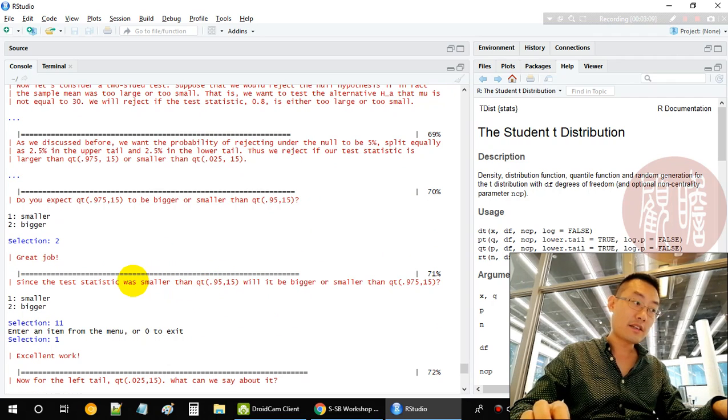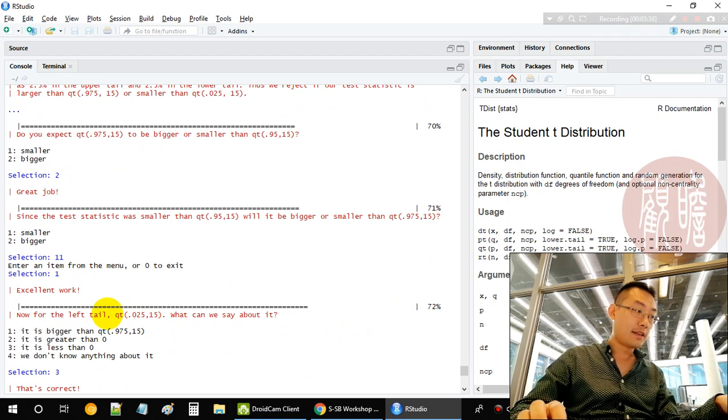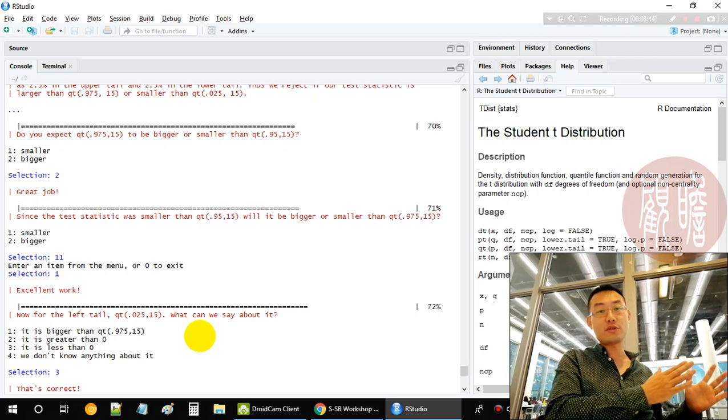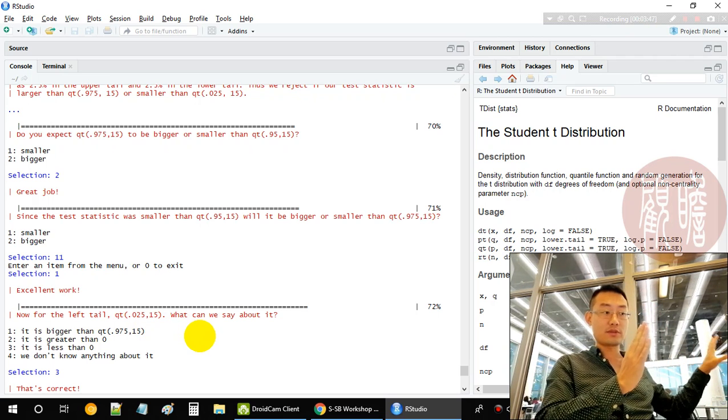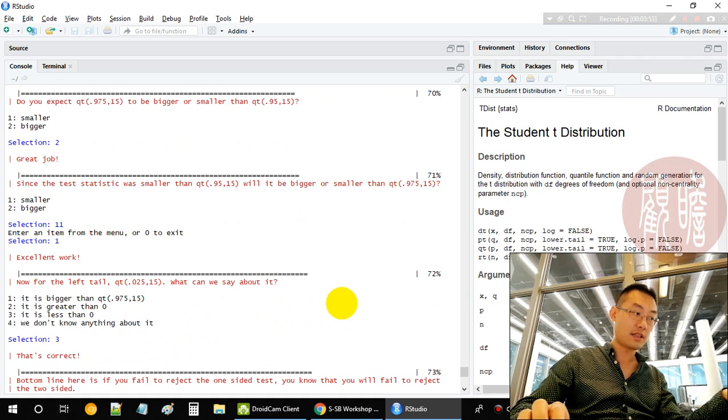Okay, since the test statistic 0.8 is smaller than quantile 0.95, which is 1.7, and this 1.7 is smaller than the quantile 0.975, we can say the test statistic 0.8 is lesser than the quantile 0.975. So it's smaller. Then what about the left tail? Left tail, quantile 0.025. It actually should be a negative value, because zero is in the middle, so the left tail will be a negative value. So it will be lesser than zero.